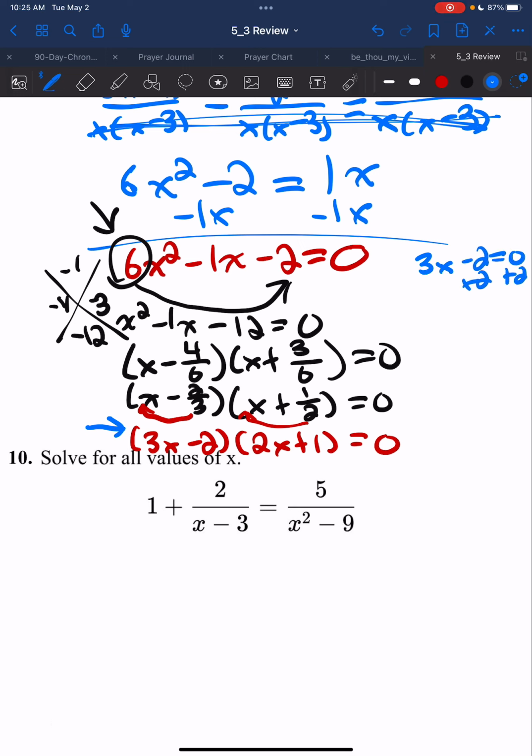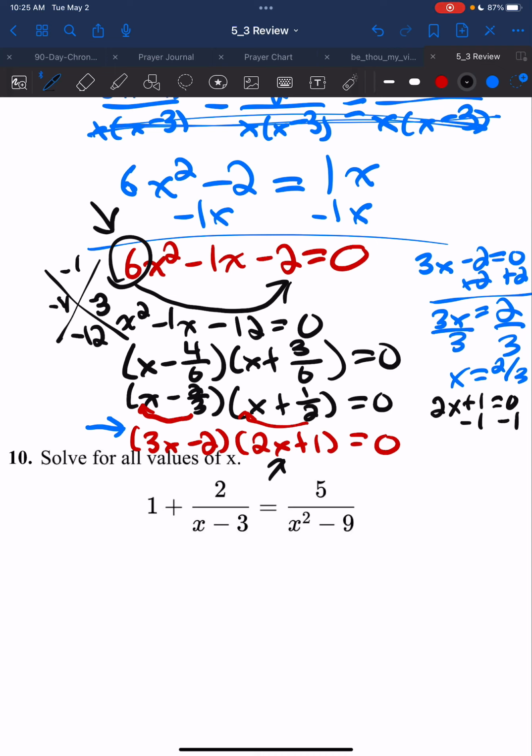Add 2 to both sides. 3x equals 2. Divide by 3, divide by 3. X equals 2/3. And then for this guy right here, I'm going to have 2x plus 1 equals 0. Minus 1, minus 1. And then 2x equals negative 1. Divide by 2, divide by 2. X equals negative 1/2. Okay, so I'm going to highlight it here. My two answers are going to be x equals 2/3 and negative 1/2.